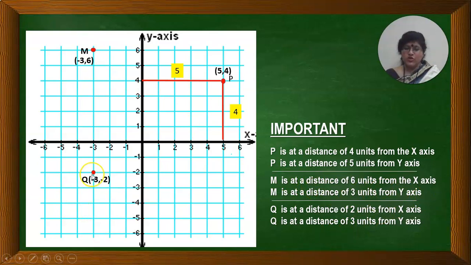Similarly, point Q. Q is at a distance of 1, 2, 2 units from x-axis, and it is at a distance of 3 units from y-axis. Please note here, though the x-coordinate is negative, when you talk about distance, it will always be positive. Okay, so this is something that I want you to remember. Distance is always positive.